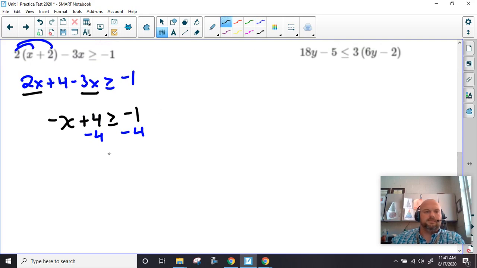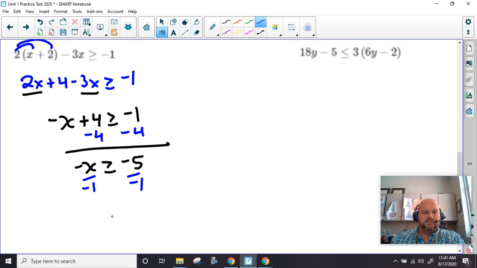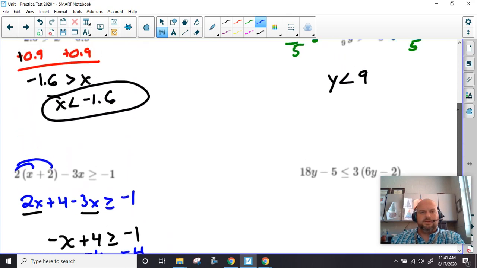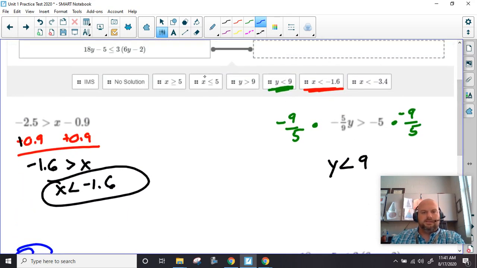Getting away from me here. Negative x is greater than negative 5. If you were to multiply or divide, a lot of people divide by negative 1. Remember, we divided, so that changes the sign, so x is less than or equal to 5. See, there's the answer. There's the distractor right there.